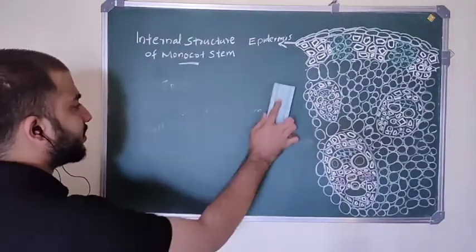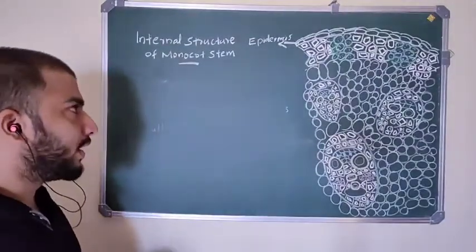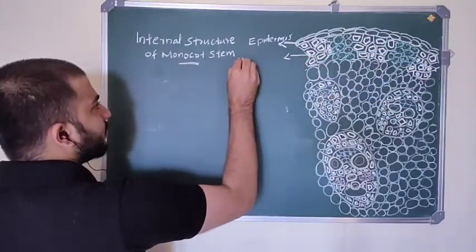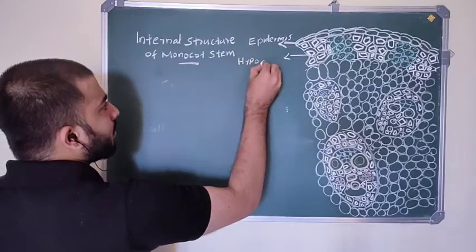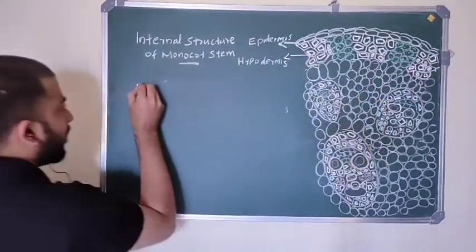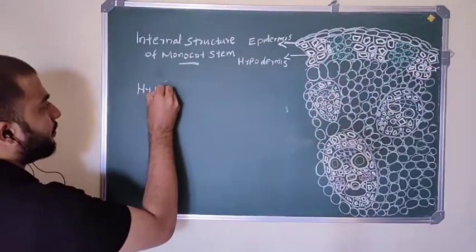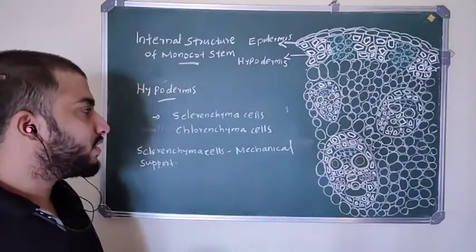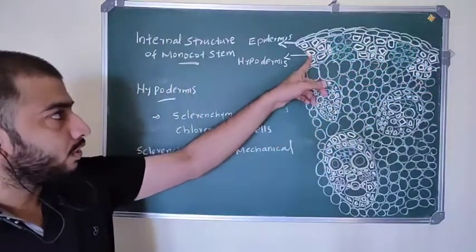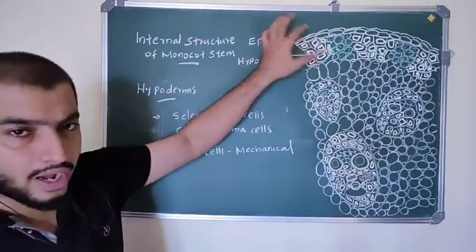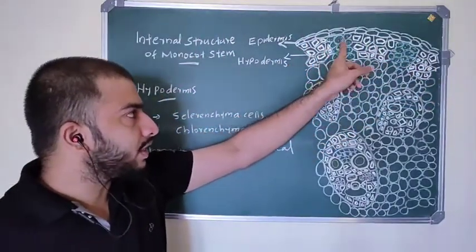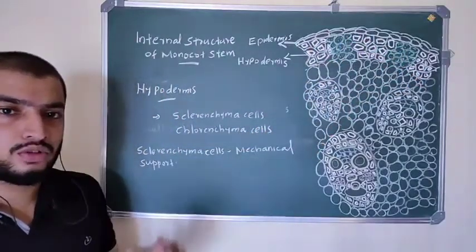Then after epidermis, the next part below the epidermis, this region, is called hypodermis. Hypodermis is present below the epidermis. Hypodermis is made up of a few layers of sclerenchyma cells, but this layer is interrupted by chlorenchyma cells. Okay, so that is hypodermis.